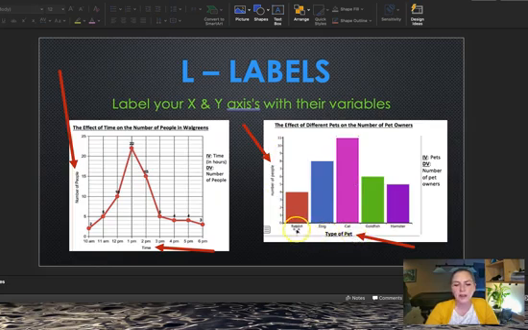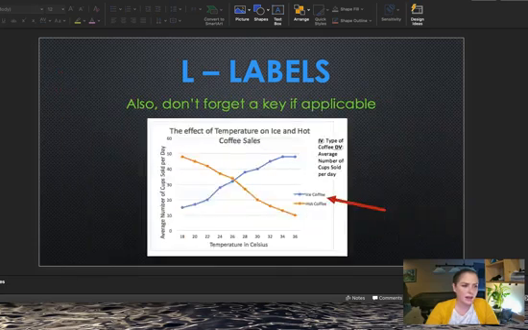Now I know what you're thinking. If I'm labeling my pets down here, rabbit, dog, cat, do I have to say type of pet? Yes. I need you to be in the habit of always putting the IV, always putting that DV label. And as far as labels go, don't forget the key if applicable. So if you have different variables that you're looking at and you're making a line graph, you can do colors. Some people do little shapes for their dots. If a key does apply, make sure you remember that.